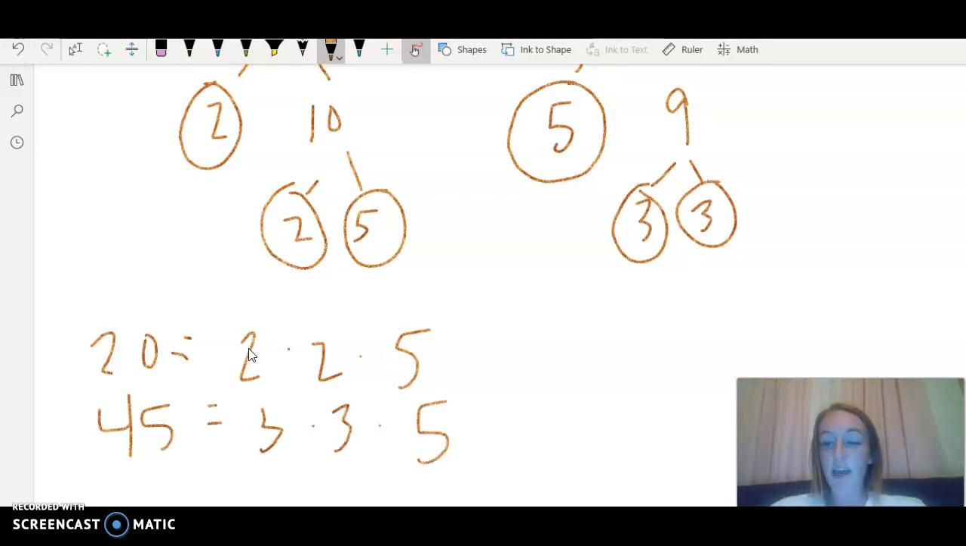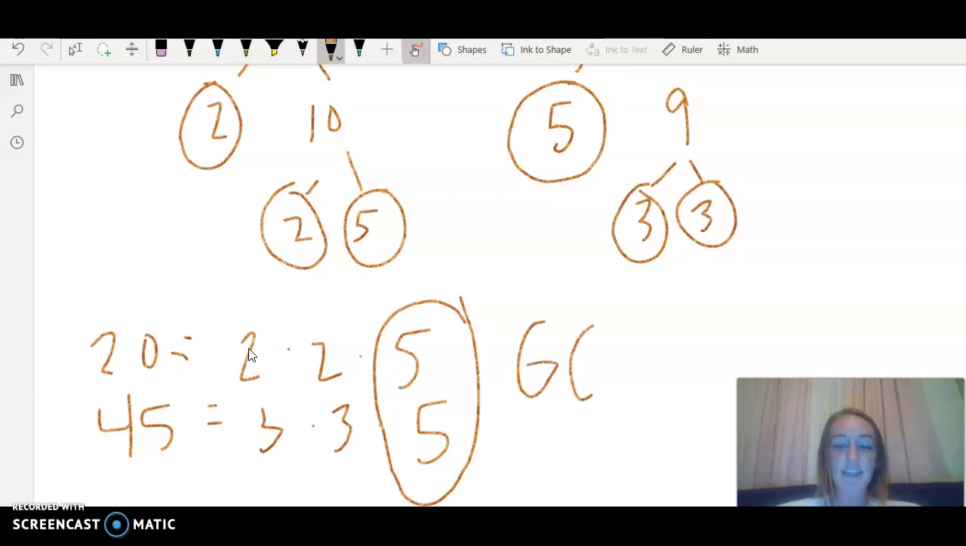Now I'm going to see what I have in common. And I can see from this question that the only numbers I have in common would be 5 and 5. I have no other numbers, so I don't have to worry about multiplying like I did in the first example. Instead, my greatest common factor is 5. There you go.